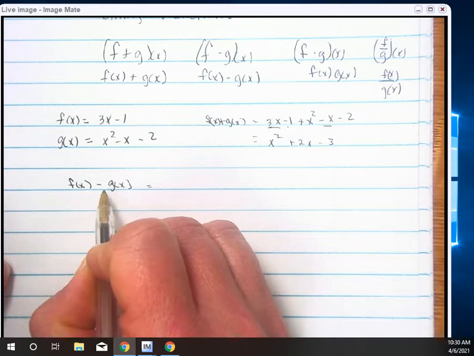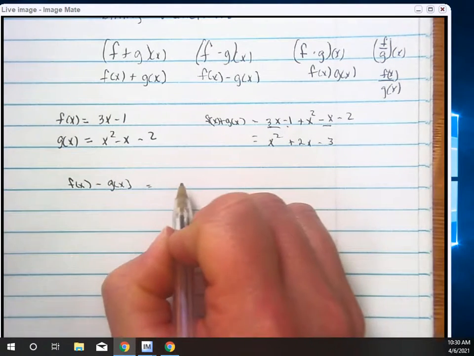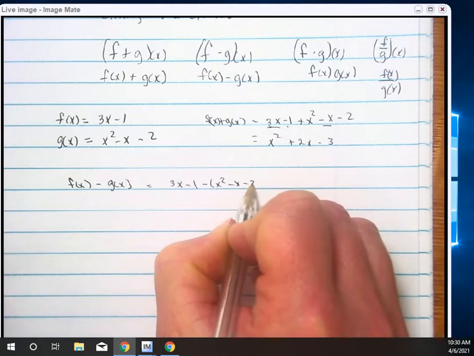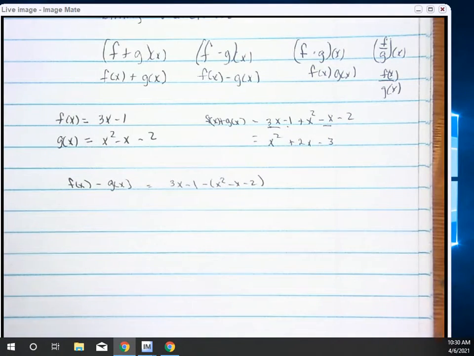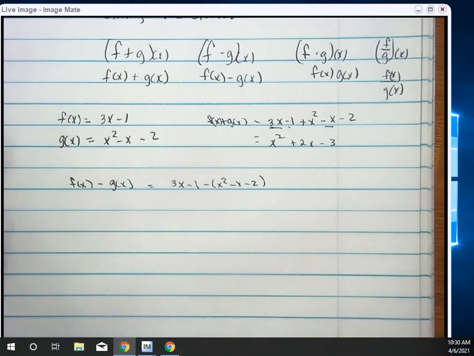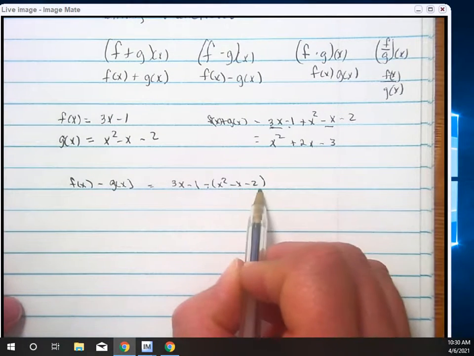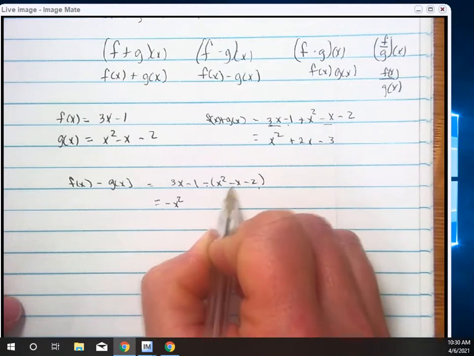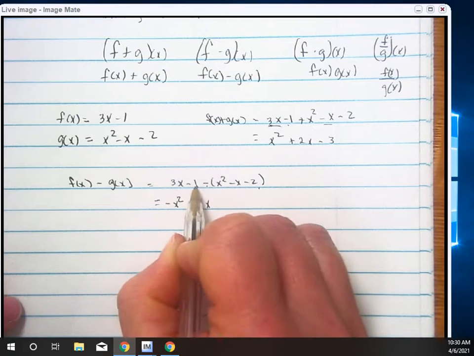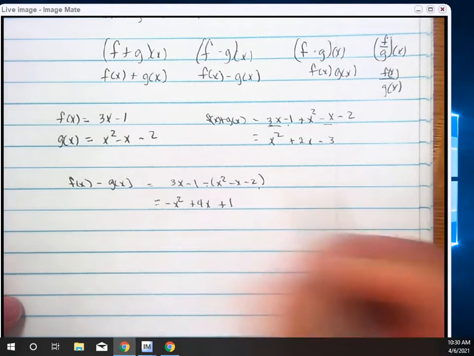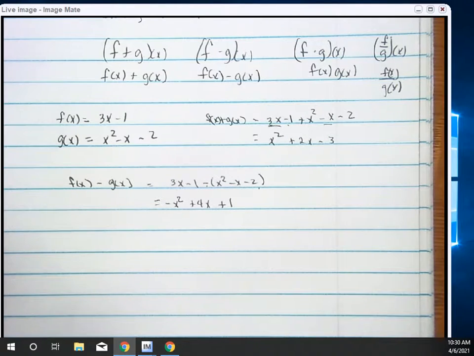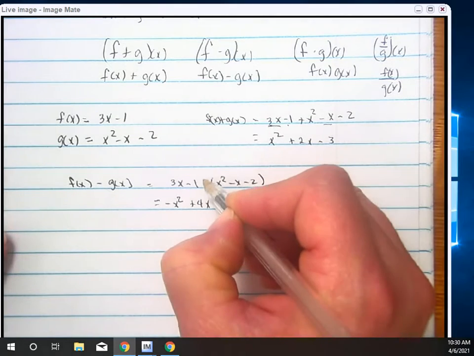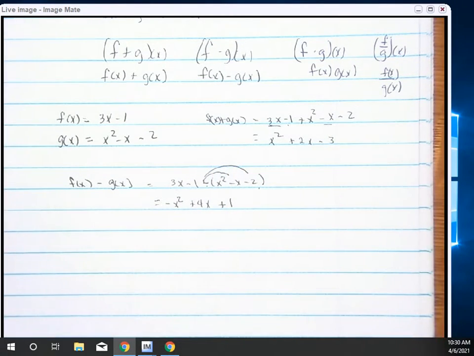What does the negative in front of a function do? What did you say? Yeah, you have to distribute the negative. So it changes all of those signs. Negative x squared, 3x plus x is 4x, and negative 1 plus 2 is a positive 1. If students miss this problem, it's typically because they did not distribute the negative to everything.